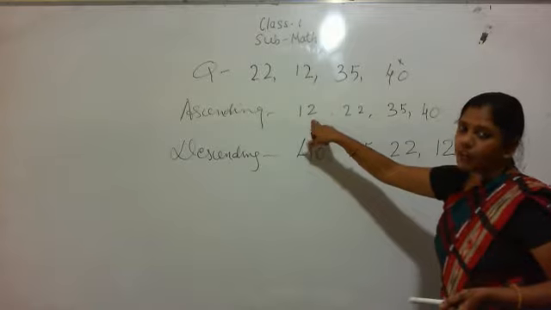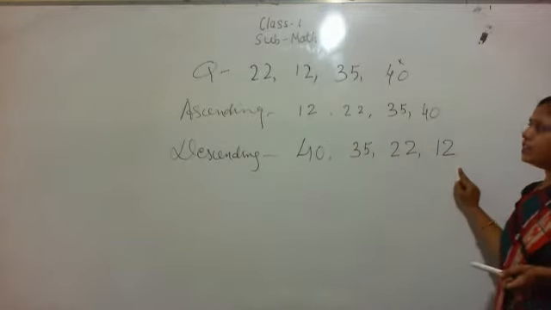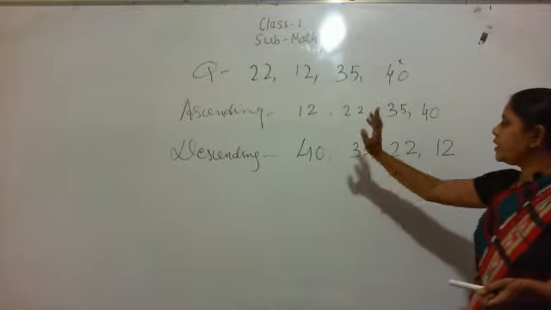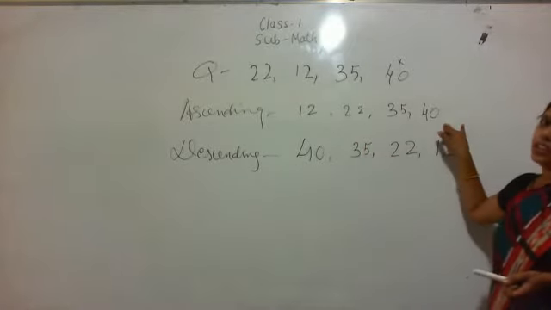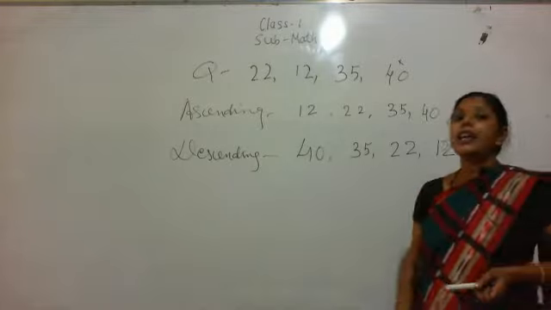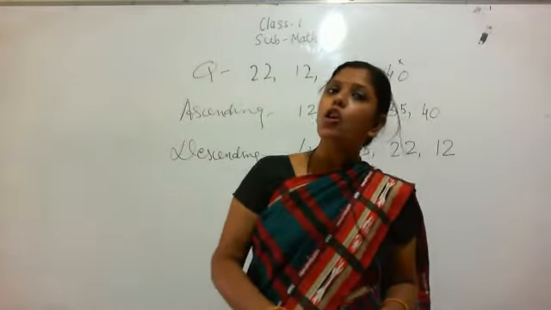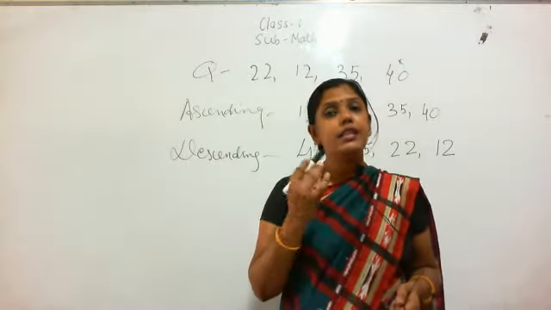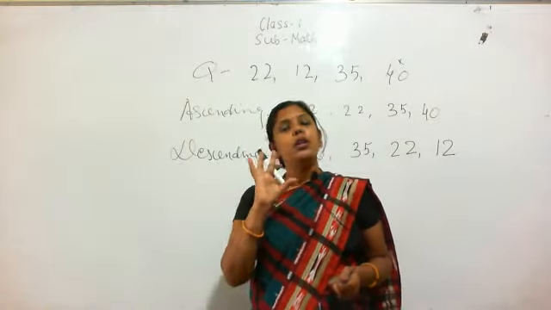12 at the first, here 12 at the last, then 22, then 22, then 35, then 35, here 40 at the first, here 40 at the last. That means ascending and descending numbers are opposite of each other.